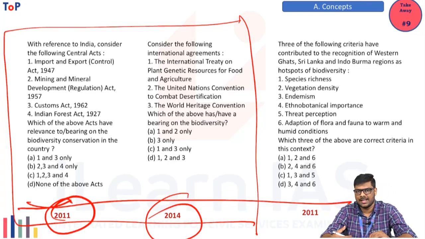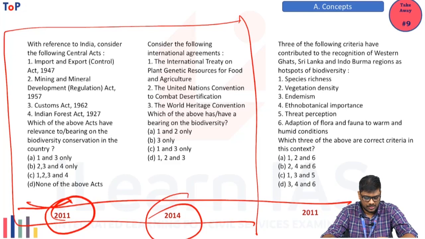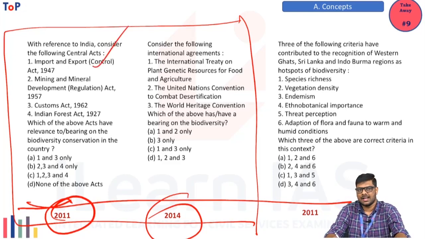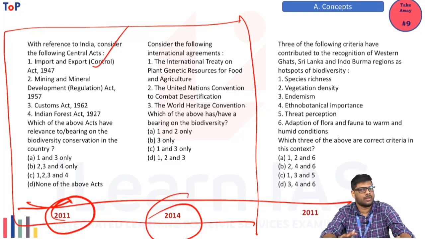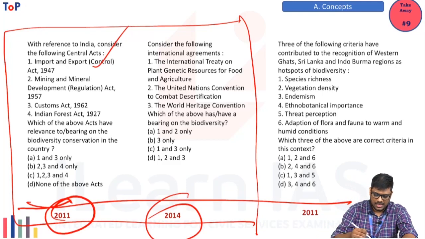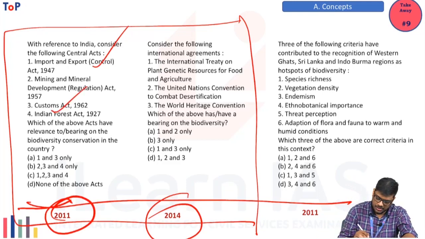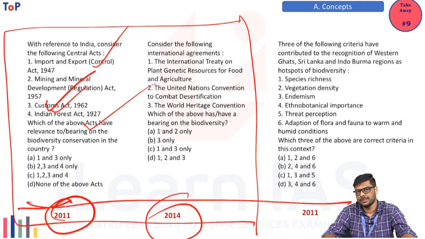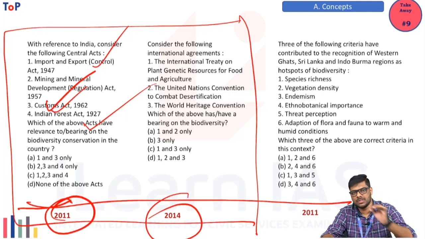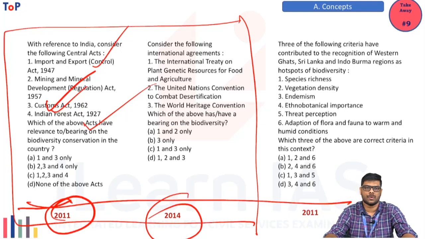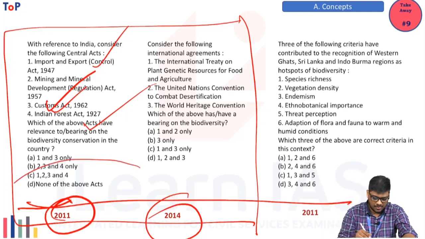Which of the acts can ensure biodiversity, biotic diversity in a country, especially in India? See, the Import and Export Control Act. There is a very high chance that the particular act contains a provision which has a bearing on biodiversity. So it is with the Customs Act, the Forest Act, the Mining Act. Each of these acts may contain a single provision that can be related to biodiversity protection. So the answer can be all of the above.